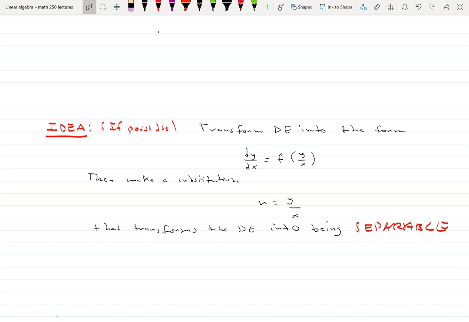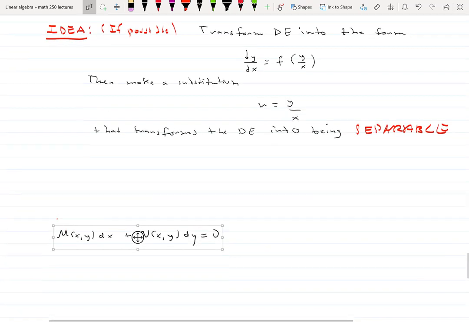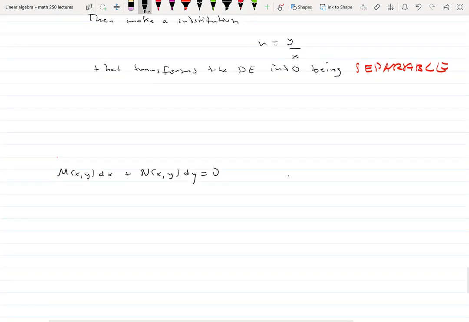Now don't go too far with what I just said. This won't always work. If our differential equation can be written in the form dy/dx equals f of y over x, we may be able to make the substitution u equals y over x to transform the differential equation into a separable one, if something is true about the coefficients M and N. Okay, so let's go back to our differential equation.